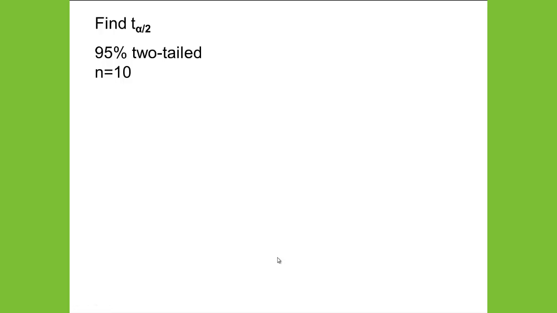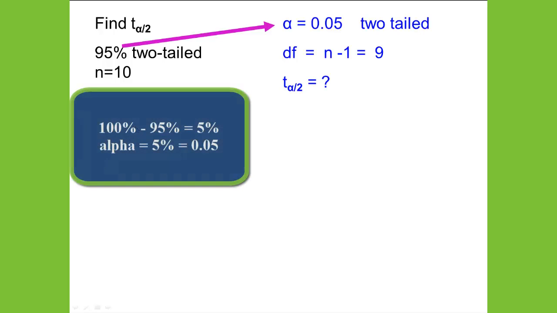I assume now that you have your t-table and we're ready to find t sub alpha divided by 2. This is very similar to finding z sub alpha divided by 2. And we're going to do this one for 95%, two-tailed, and n equaling 10. Since we're doing a 95% confidence, that leaves our alpha to be 5%. That's the amount we're willing to risk. Since it's two-tailed, we will divide that evenly among the two tails.